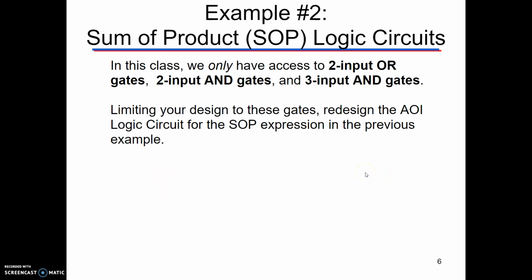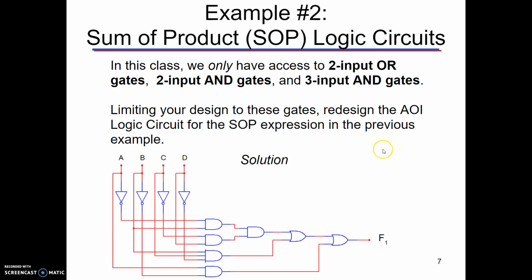So in this class, we actually only have access to 2-input OR gates, 2-input AND gates, and 3-input AND gates. So that limits our design a little bit because we have to redesign our AOI circuits with our expressions so that they match. So looking at that same situation, we now have to chunk these into even smaller bits by using 2-input logic gates to be able to feed into our next logic gate.